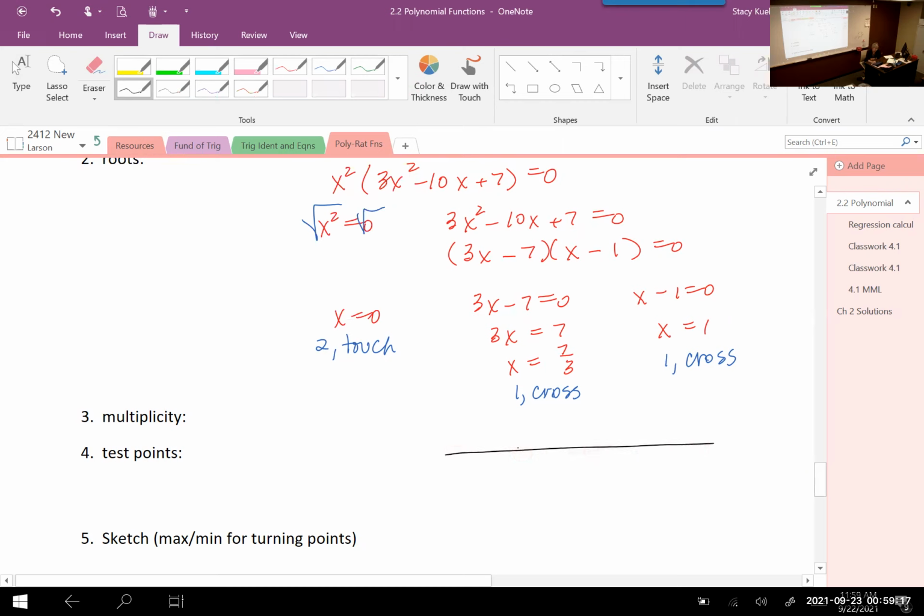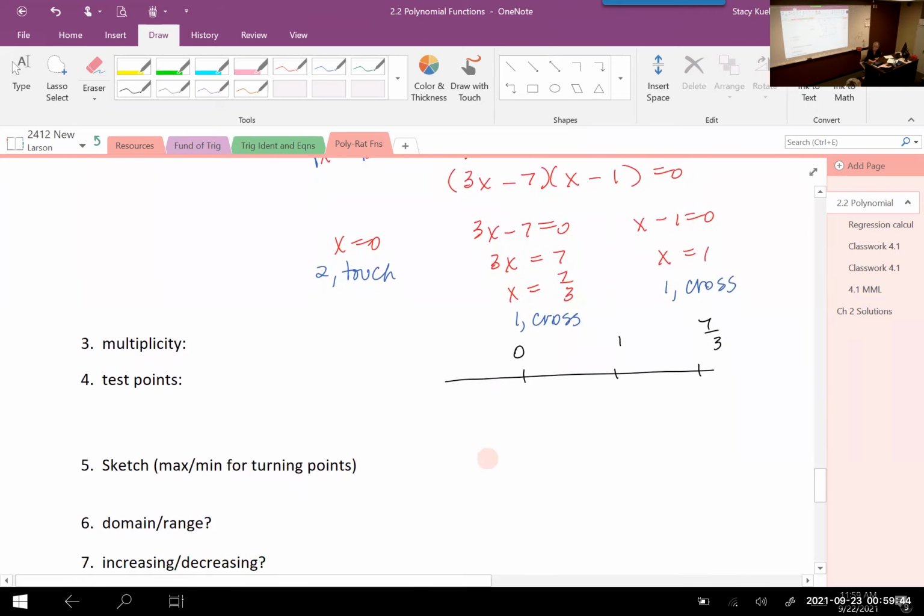And I have an intercept, or I have a root at 0, I have a root at 1, and I have another root at 7/3, correct? So I'm going to write my roots down, I'm going to write my zeros down as if I was writing them on a number line. So they need to go in order. This is your test points.